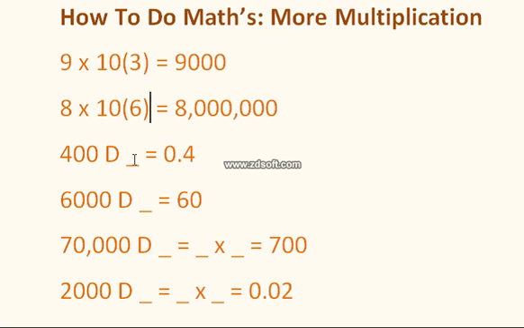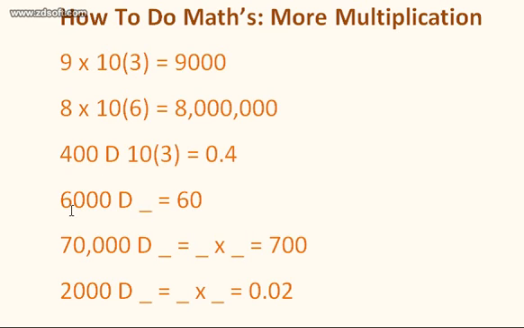Now next is 400. I can't do a divided sign, so I'll just put a D there for divide. 400 divided by something equals 0.4. So this time you need to go backwards. If you did to the power of 1, that would be 40. To the power of 2, that would be 4. To the power of 3, that would be 0.4. So you just work backwards basically, and that gives you 10 to the power of 3.